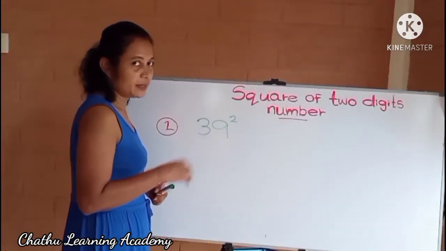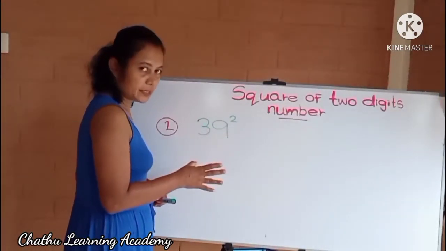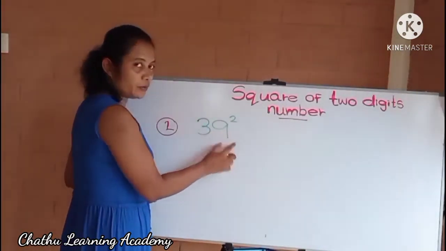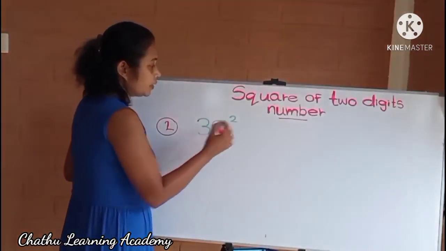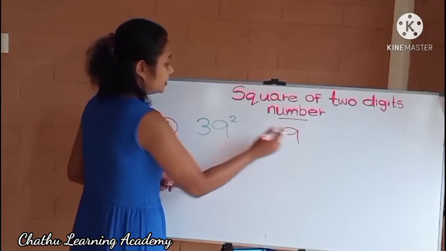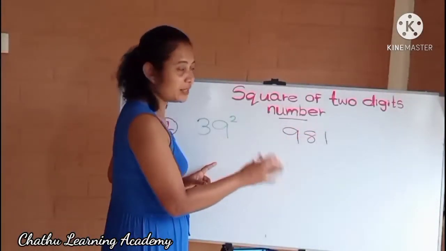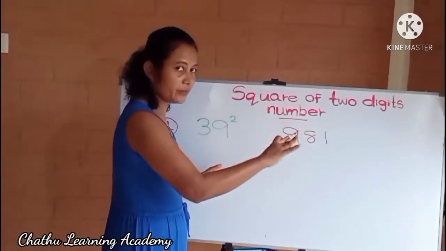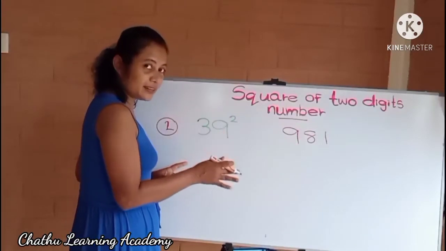Then I will explain another example. Square of 39. What's the first step? We need to get the square of these two digits separately. Square of 3 is 9. Square of 9 is 81. Two digits, so no need to put 0 in front of that value. Then here 981.